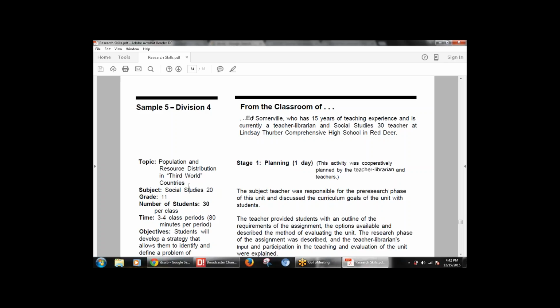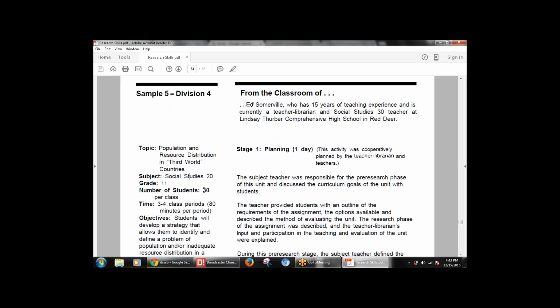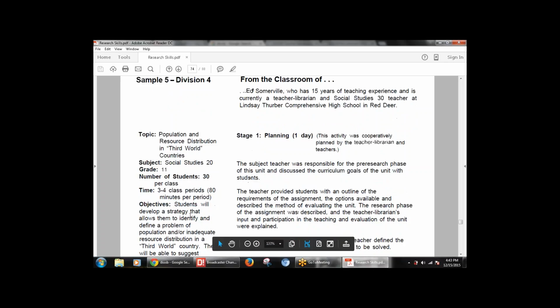The subject is SST, that is social studies 20, the grade is 11, and the number of students is 30. Then the time is 3 to 4 class periods, 80 minutes per period. So the main subject is SST, and the topic is population and resource distribution in third world countries.